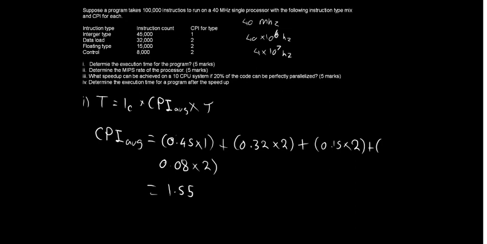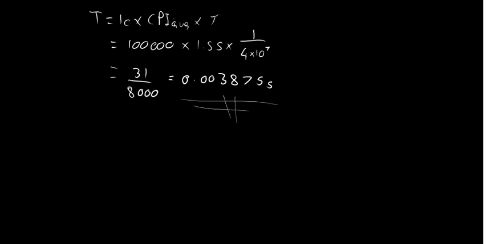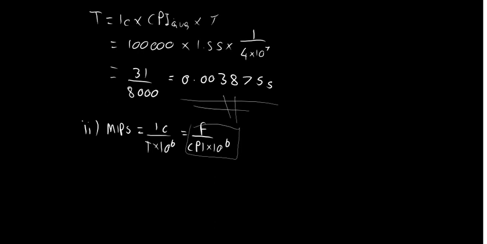Next is the MIPS for the processor. What is the MIPS for our processor in this case? Remember MIPS has a few formulas that we can use. So this is our second question. MIPS is equal to our instruction count over our execution time times 10 to the power 6, which is the same as using our frequency over CPI times 10 to the power 6. You just need to remember one of these formulas. In this case, I'm going to use this one, and you can also try proving it using the other formula here.